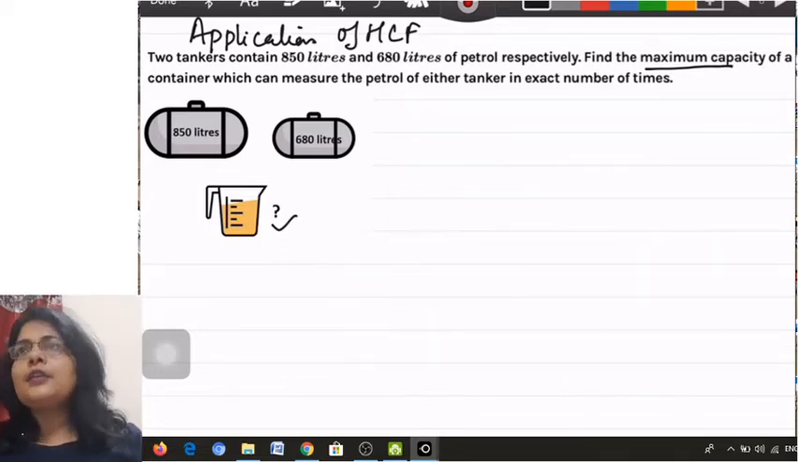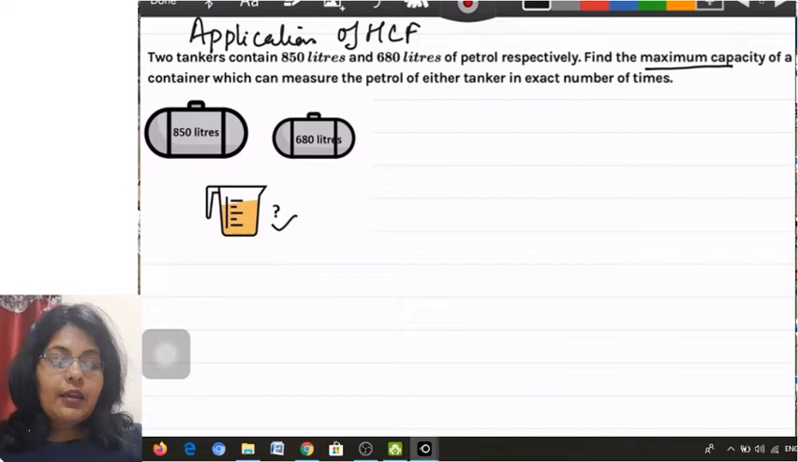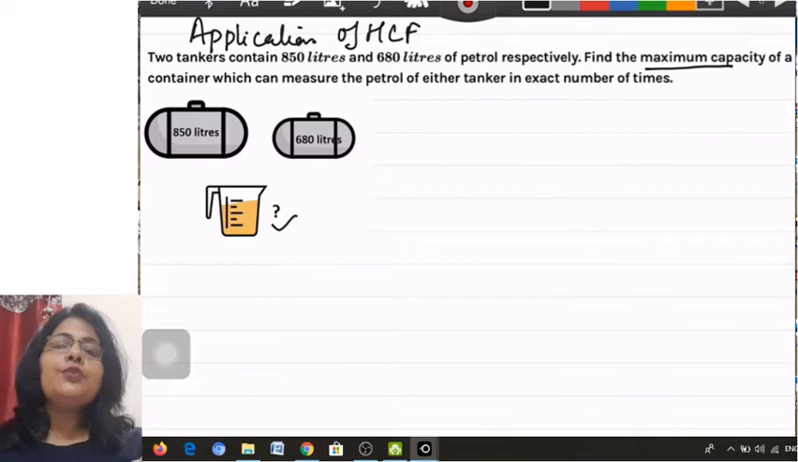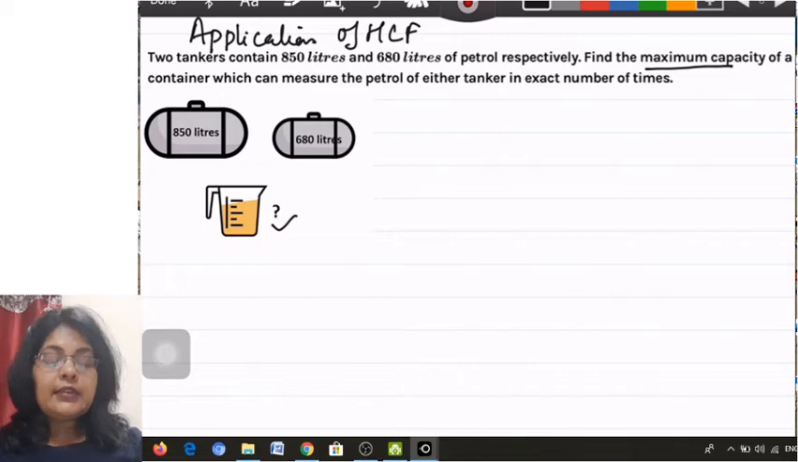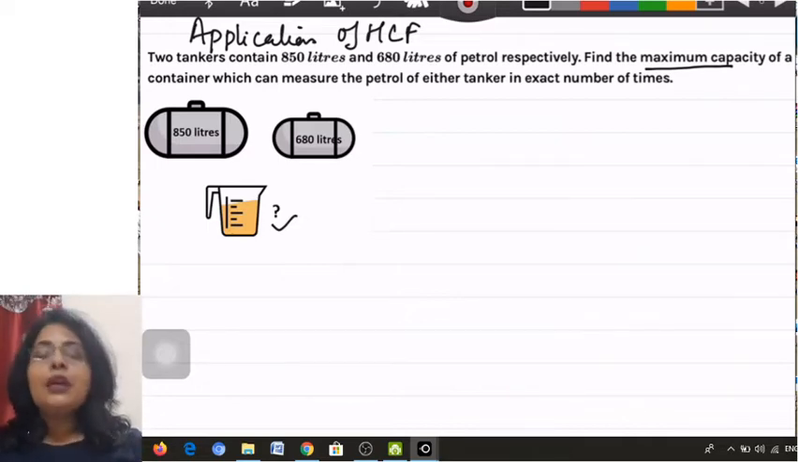I think you all agree with this. This is the thing which we should keep in mind logically, that always when there is a less quantity, then we will use SCF, and if we require more quantity, then we use LCM. So here the quantity of the container will always be lesser than 850 and 680. So from this we can know logically also that we have to find out the SCF. And here one more thing I want to tell you, nowhere it is written that solve by Euclid division algorithm.